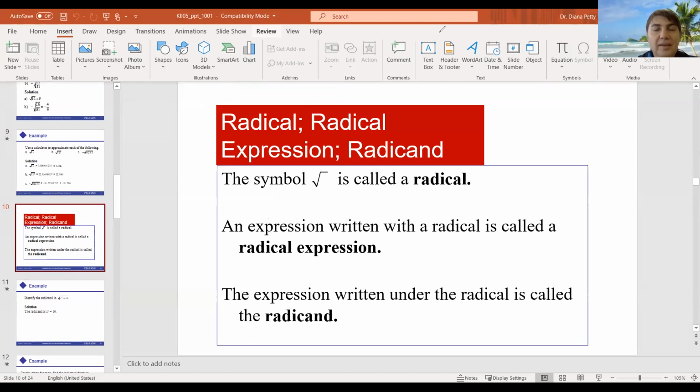Okay, this symbol is called a radical. So this is another way. That's what the whole chapter is called, radical expressions.